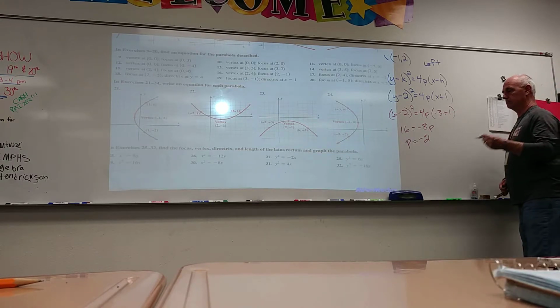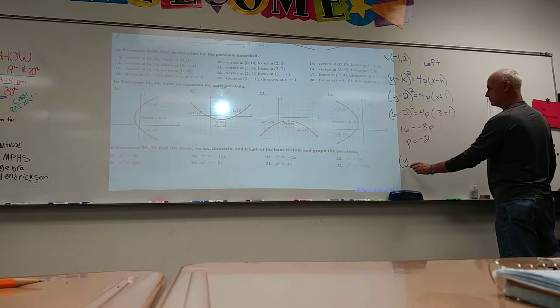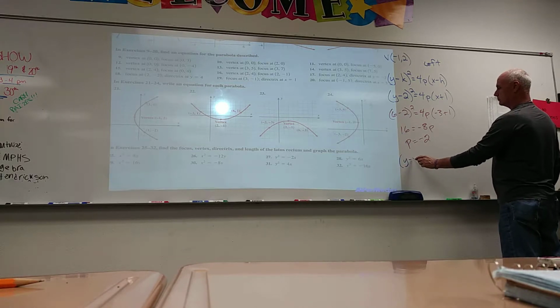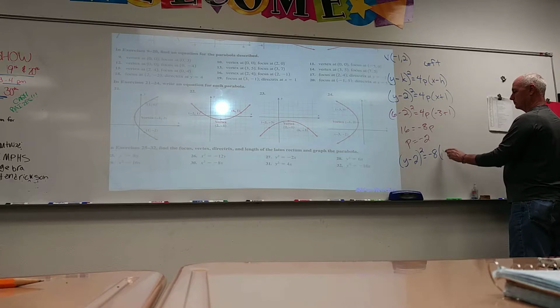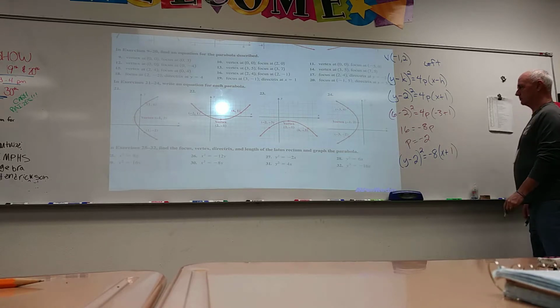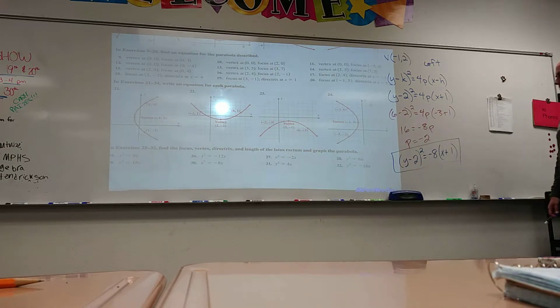So, what do we do? Now we can find the equation. y minus 2 squared equals negative 8 times x plus 1. There's our answer. In a way, it's almost like finding the b in y equals mx plus b, isn't it? You know, we put the m in, and then we say, okay, let's take a point, and we plug it in for x and y, and then we get our b, and then we plug our b back in to give us our answer.